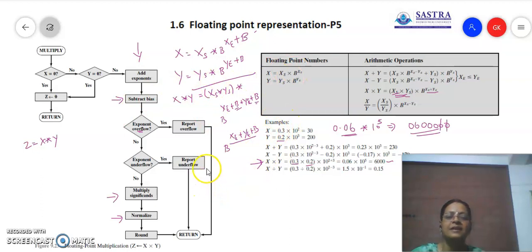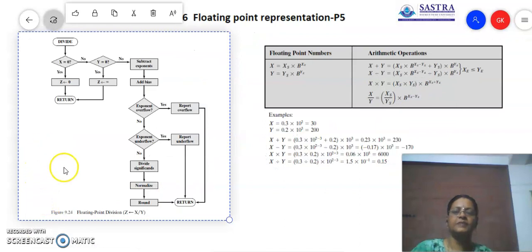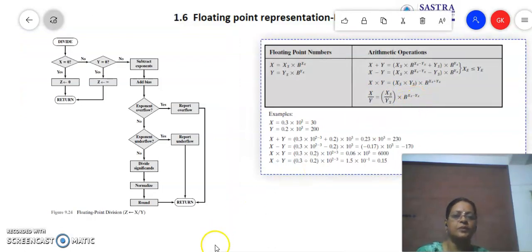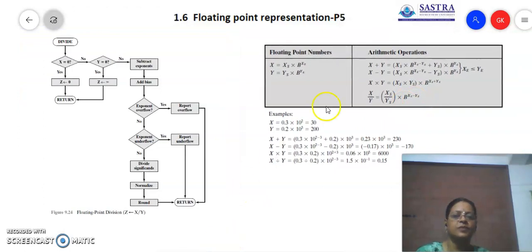Now we will just see how floating point division will be carried out. This flowchart explains how the division process is going to be carried out for floating point numbers. Maybe we will just see the example, and before that we will just see what happens during the division. I have to divide x by y, so the significands will be divided, and we have to find the difference of the two exponents. So the difference of the two exponents will be obtained here, xe minus ye.